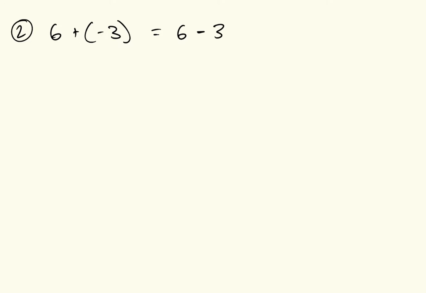Now, let's try a different example, a more difficult example. We have 6 plus negative 3. Now, some of you might be a little confused by this. How can you add a negative? But really, adding a negative is the same as subtracting a positive. So this is really just 6 minus 3, which once again is quite simple and we know to be 3.